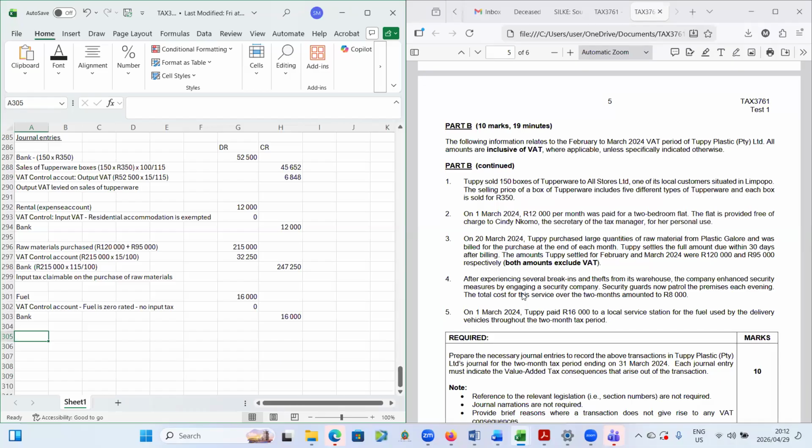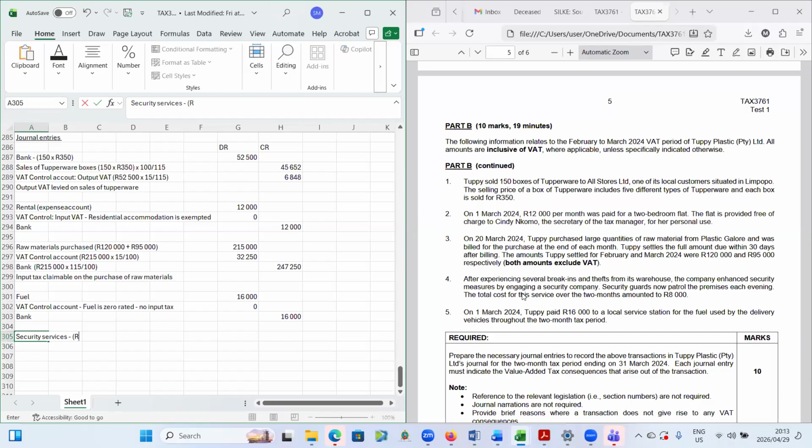Remember, the security here is a service that has been paid. It's not like the employees. If they were employees of TAPI, we would say not an enterprise. But in this case, TAPI is paying a security company, which is also a registered vendor, according to the instructions where we say just assume that all amounts are being paid to registered vendors. So it's an expense. Security services. Including VAT.